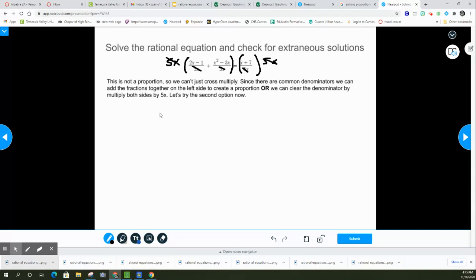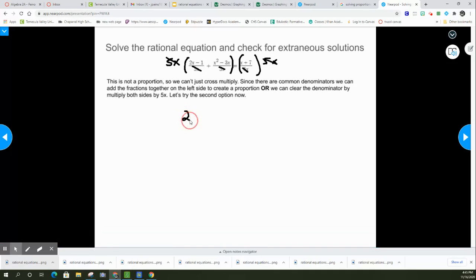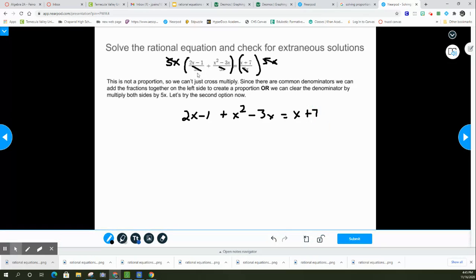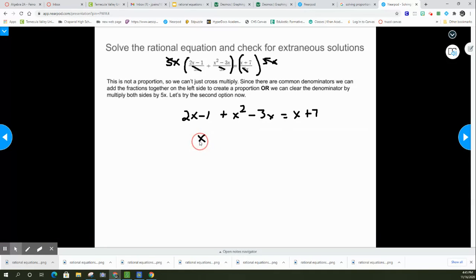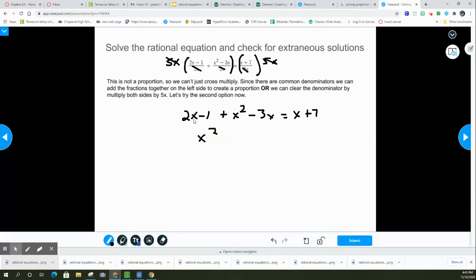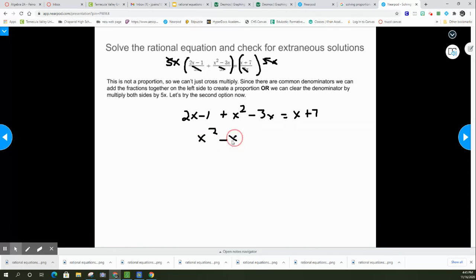And that gets the denominators to all go away. So at this point, I'm just left with 2x minus 1 plus x squared minus 3x equals x plus 7. Right? It's like they're not even there. The only thing I have to remember is that if I get 0 as an answer, I know that's extraneous. So I'm going to combine all my like terms on the left side here and put it in standard form. So I get x squared, then 2x minus 3x is negative x, minus 1 equals x plus 7.